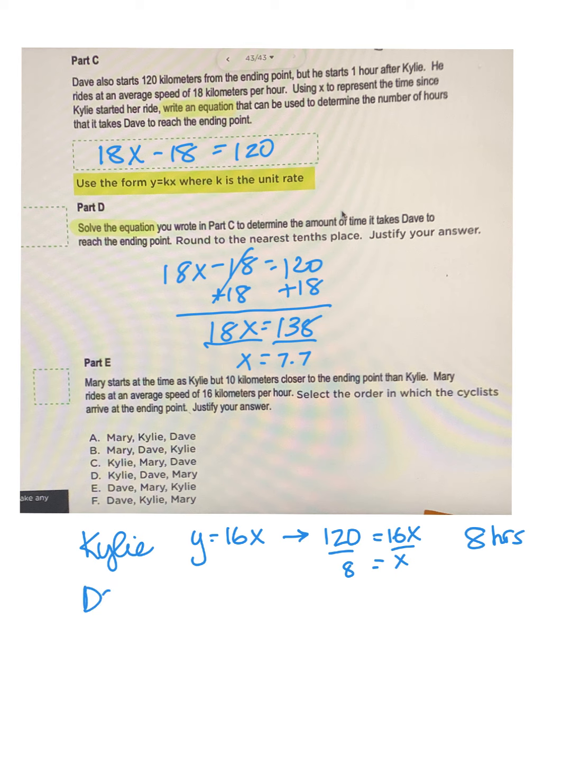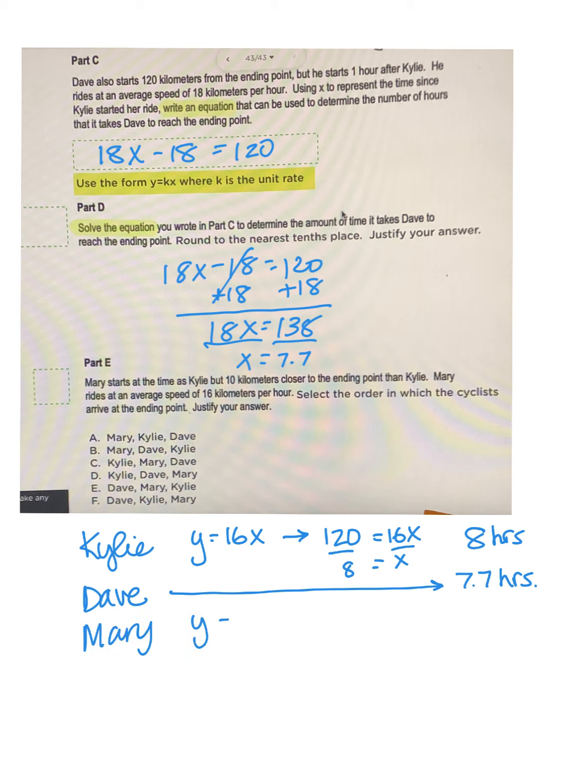Now for Dave, we just calculated. It takes him 7.7 hours. So I know that Kylie's going to come in after Dave. The new one is Mary, and she has a head start. She's starting 10 kilometers closer to the ending point, and her average speed is 16 kilometers per hour.